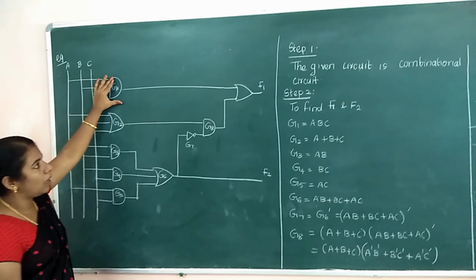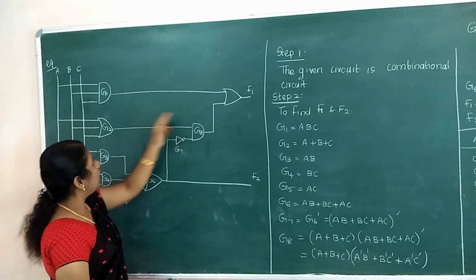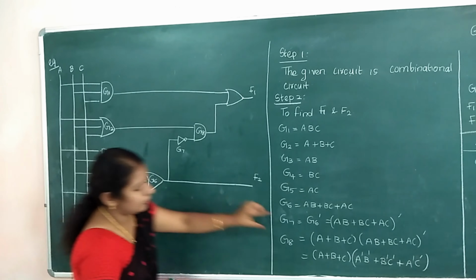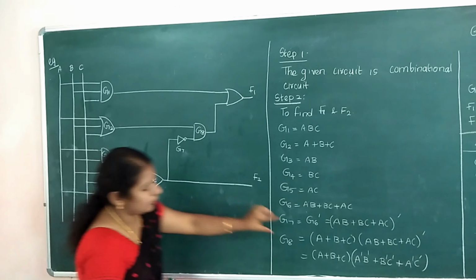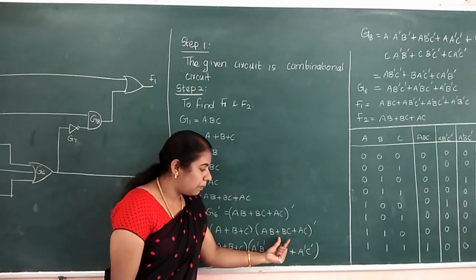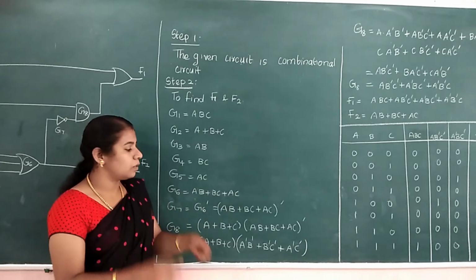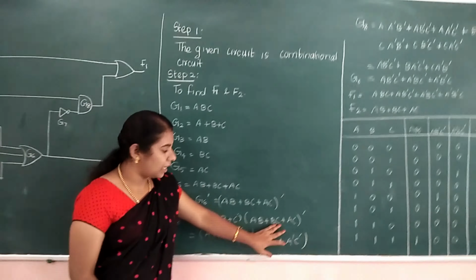F1 means G1 plus G8. So we want to find G8 first. G8 means (A plus B plus C) into G7 dash, that is G6 dash, which equals (AB plus BC plus AC) the whole dash. Then the whole dash implies (AB)' plus (BC)' plus (AC)'. It can also be written as A'B' plus B'C' plus A'C'. So this will be the converted form.